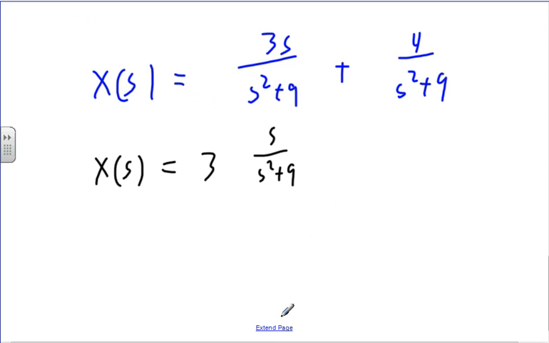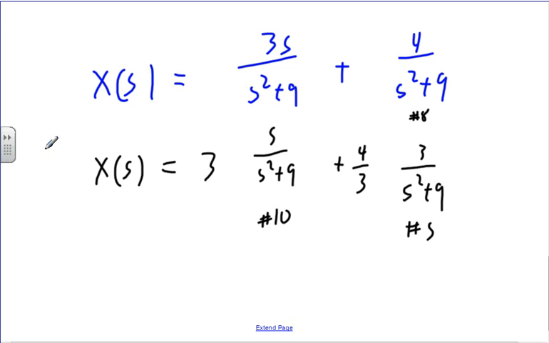I'll rewrite that. X of s is 3 times s over s squared plus 9. I recognize s over s squared plus 9 as equation number 10, so when I do a reverse Laplace transform, I can do that. I recognize this guy as number 8, but number 8 requires a 3 on top, so this is going to be plus 4/3 times 3 over s squared plus 9. And now I've got number 8.